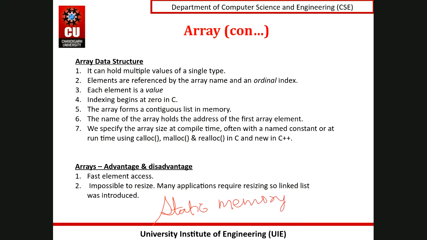By static memory, we mean once allocated it will not be changed. When you write int A[5], the compiler compiles the program and the memory is allocated to the array at compile time. Since the memory is allocated at compile time, we call it static memory allocation. It will not allow the array to expand or shrink automatically.